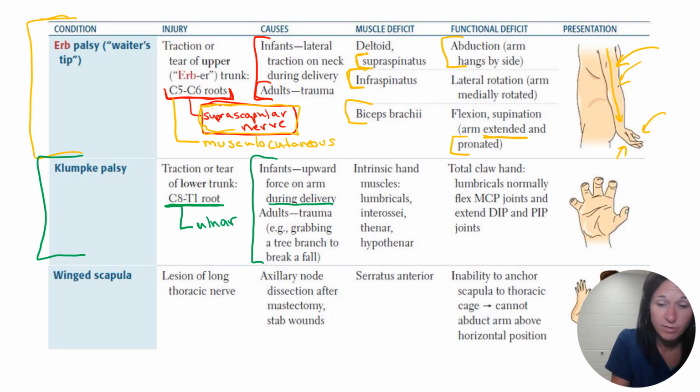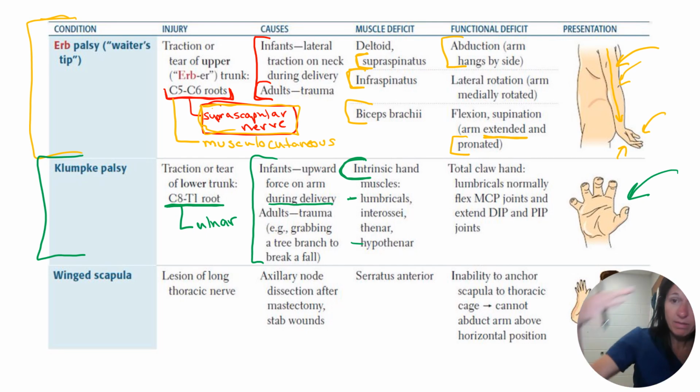Okay, so the ulnar nerve is responsible for innervating these intrinsic muscles of the hand, right? The thenar muscles are done by median, but let's think about the lumbricals, right, and the hypothenar muscles. So lumbricals are normally going to flex the metacarpophalangeal joint and extend the interphalangeal joints. However, we're not going to have this. So this is the deficit, that's going to present with this claw-like presentation. Okay, so like a claw.